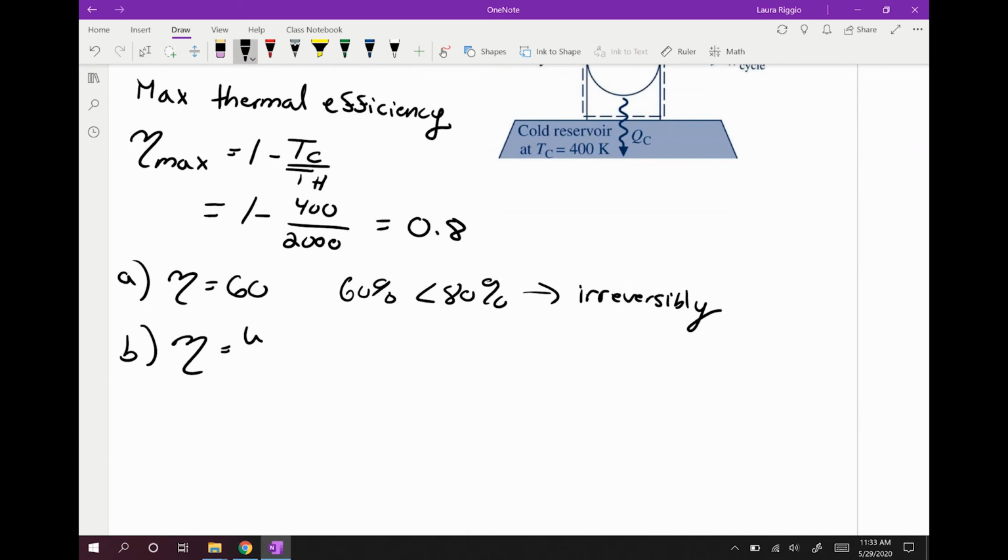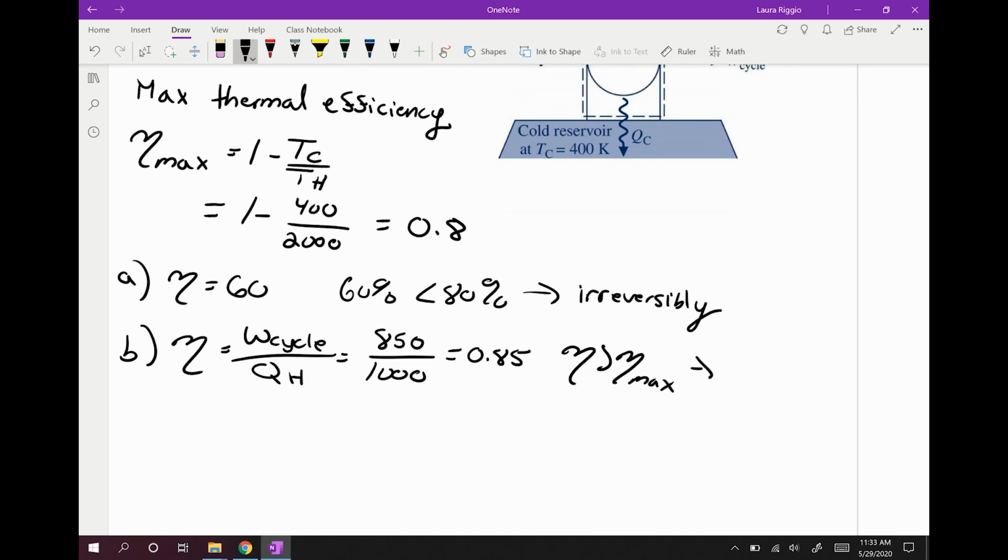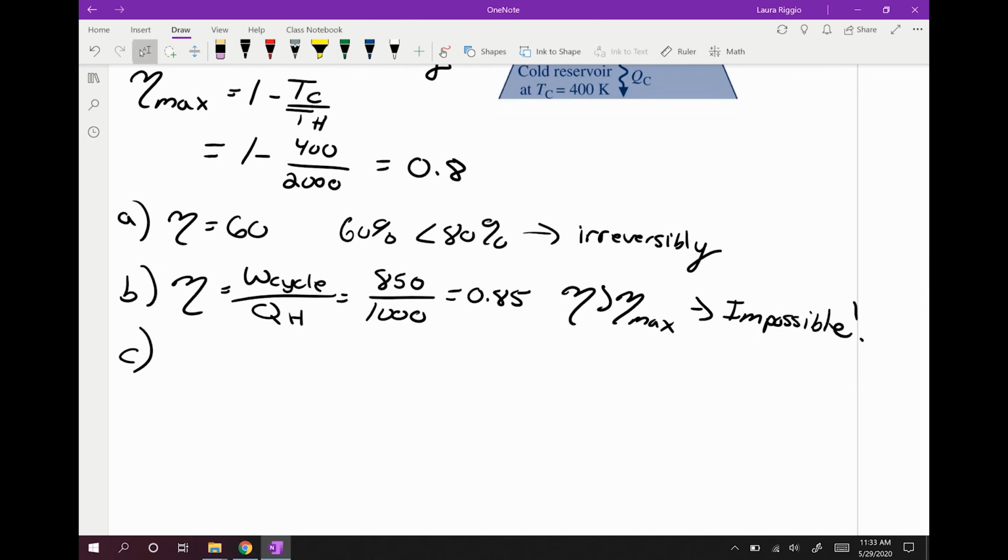In case B, we are given that QH is 1,000 and W cycle is 850. Our efficiency is W cycle over QH, which is 850 over 1,000, which is 0.85. Our efficiency is greater than our max efficiency, so our cycle is impossible.